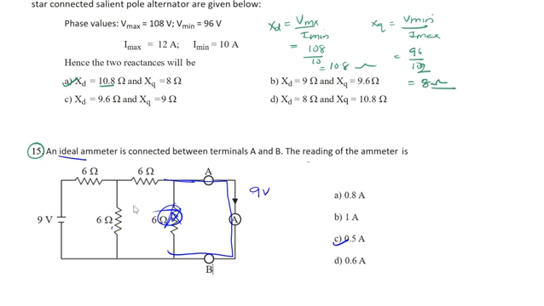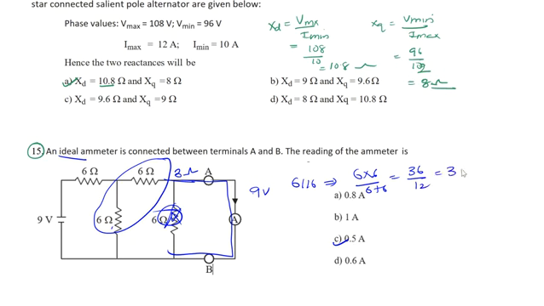Now these two become parallel. So the parallel combination of these 6 ohms and 6 ohms will become 3 ohms. Why? Because 6 in parallel with 6 can be written as 6 into 6 by 6 plus 6, 36 by 12. How much? 3 ohms here. Now it is in series with how much? 6 ohms. Now R equivalent will be 6 plus 3. How much? 9 ohms.